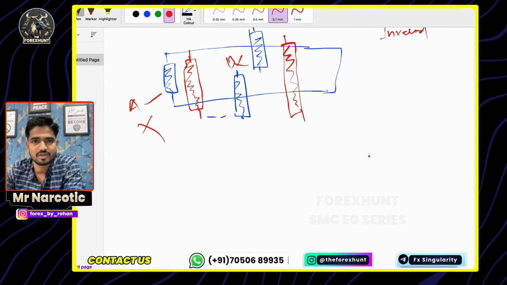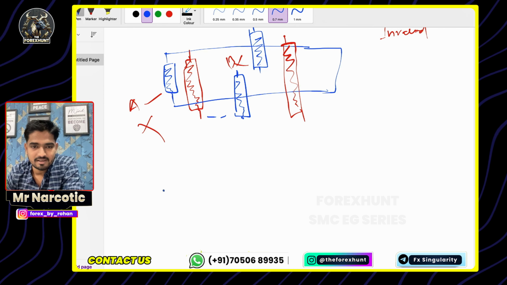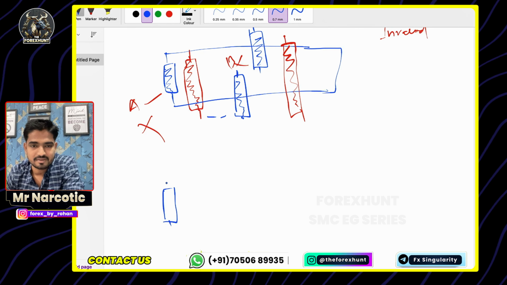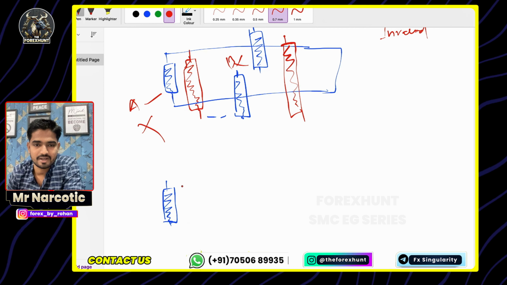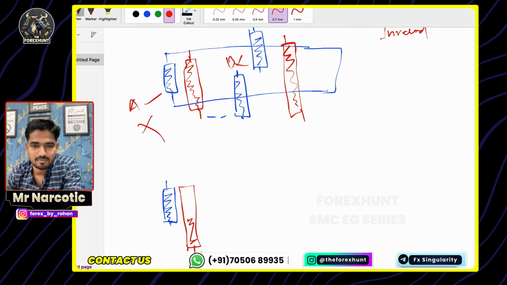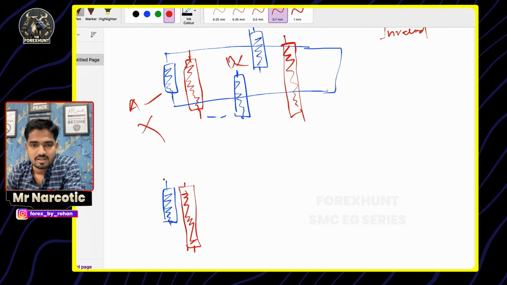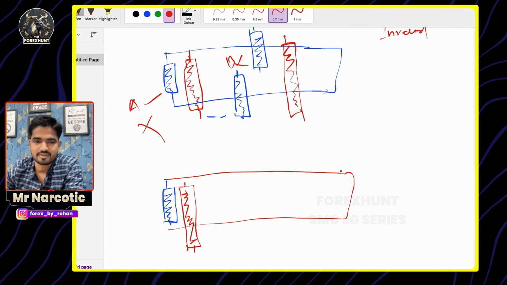One last example, for making it totally clear. Let's say I'm marking a proper example of ABC. Let's say this is a blue candle, and now I'm taking a red candle like this, and let's suppose I'm drawing it like this. This is my zone. So how to mark a proper ABC, which is the strongest ABC?